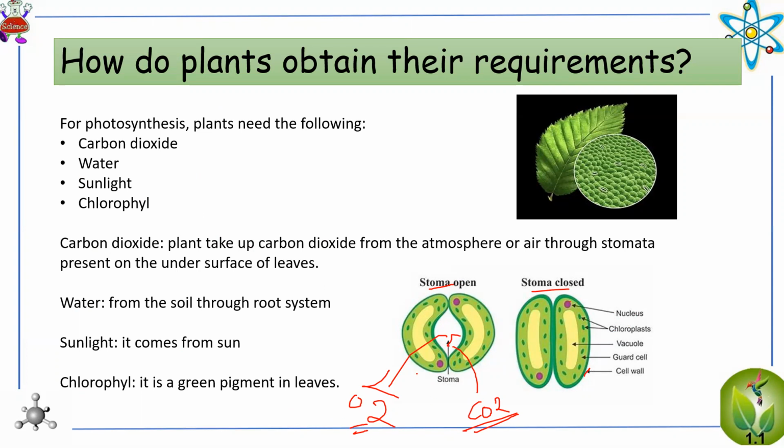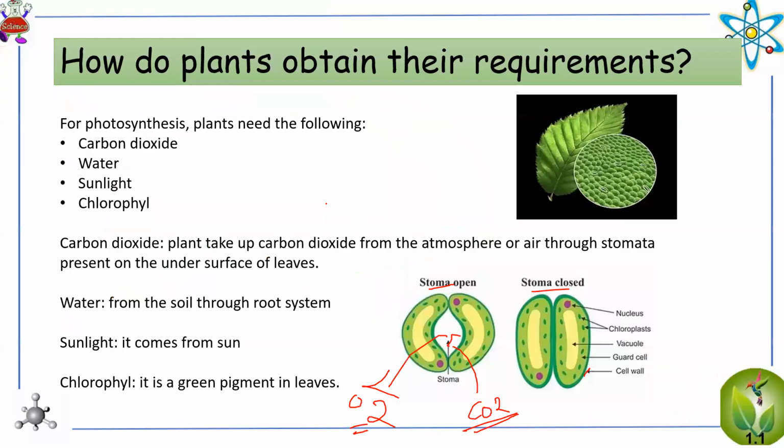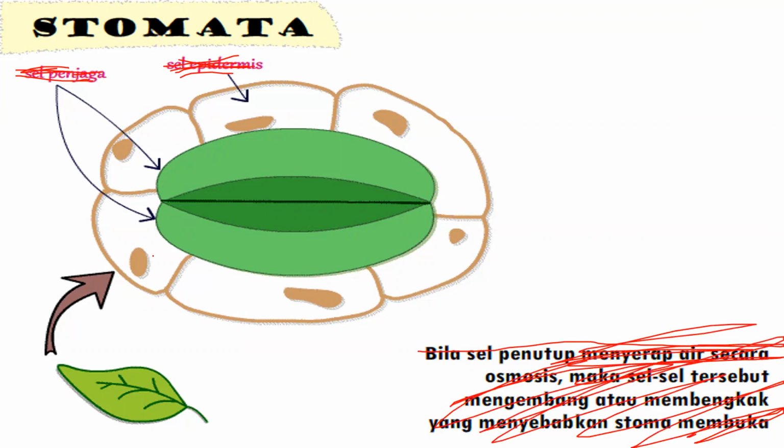So it takes in carbon dioxide and releases oxygen during photosynthesis. You see, this is a tomato. In this diagram, only this part is given, and here is the outer part. Just ignore the language; this is just a picture from the internet, so the language is different here. This is present on the undersurface of the leaf. This is the epidermis cell, this is the cell wall, and this is the guard cell.